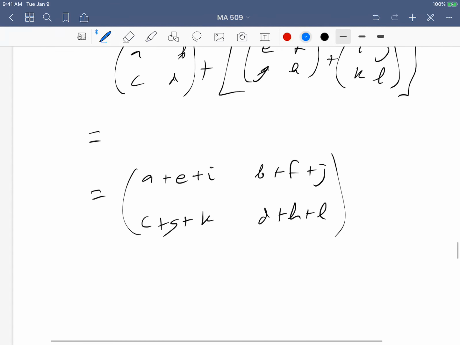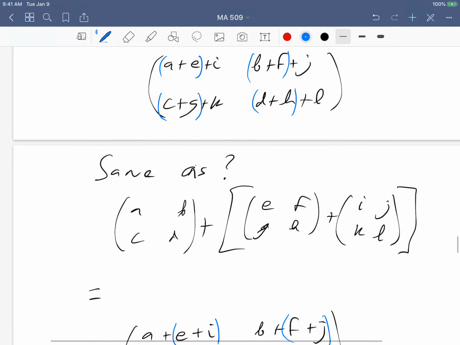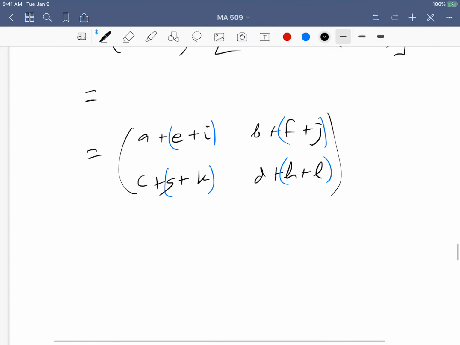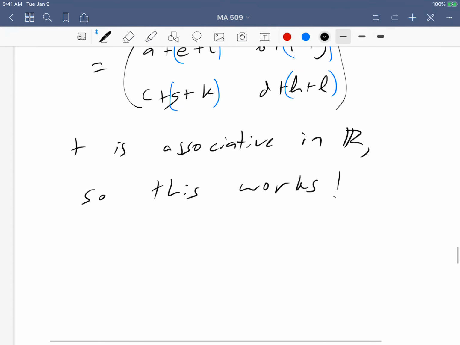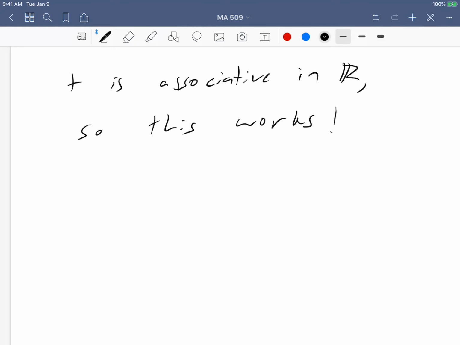Down here, we're going to have something different. We're going to have the parentheses like this because we added those second matrices first. But because addition is associative in real numbers, this means this works. Okay, so it's associative. The set of 2 by 2 matrices is associative under addition.